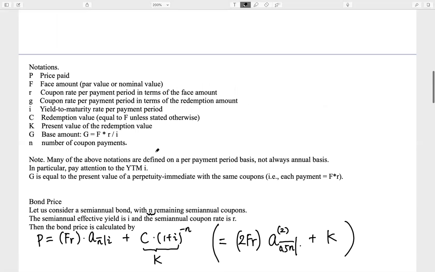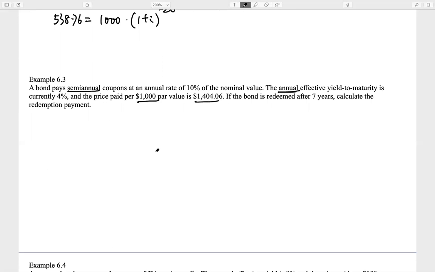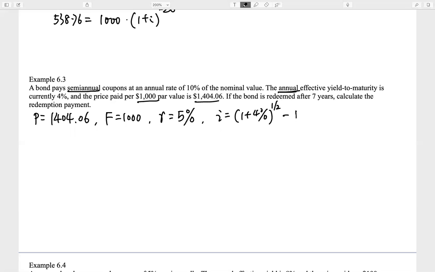Okay, so let's review what we have done here. Okay, we know P, price is 1404.06, and we know the face value is 1,000, and we know the coupon rate is 5%. And we don't know the effective semi-annual, so I'm going to convert it into semi-annual. So this is what I do, right? In order to get it into semi-annual interest rate, if you do the computation, it will be a little less than 2%. So now let's apply our formula.